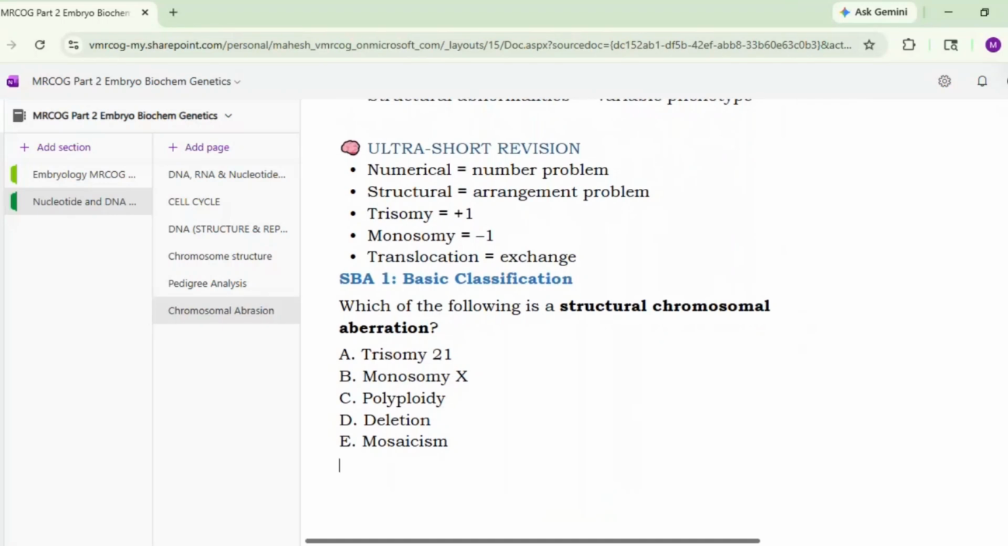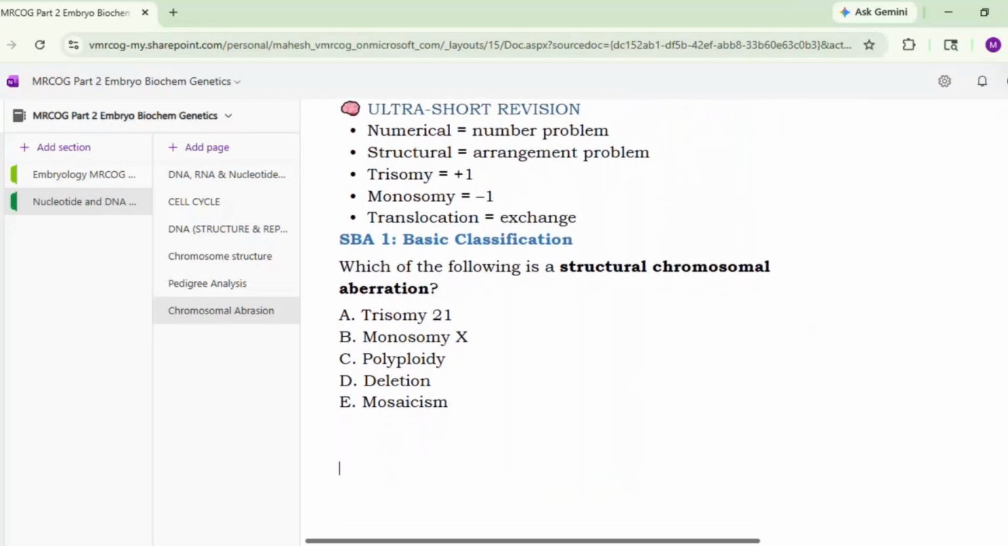Which of the following is a structural chromosomal aberration? Trisomy 21, monosomy X, polyploidy, deletion, mosaicism. Deletion. Deletion, correct. Cri-du-chat syndrome.